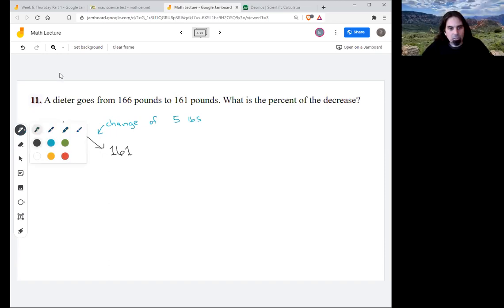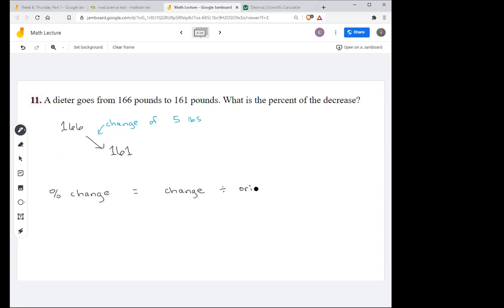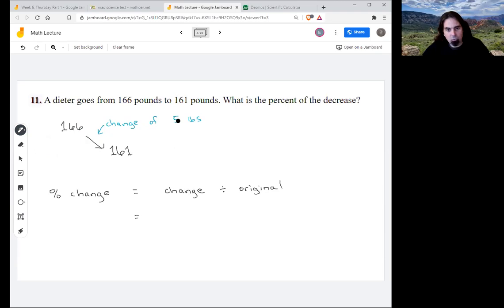So we have a formula that percent change is change divided by original. Does that ring a bell? Yeah. The change was 5. Remember, I write these diagonal because that always helps me know which one is the original, because I like to read it left to right.